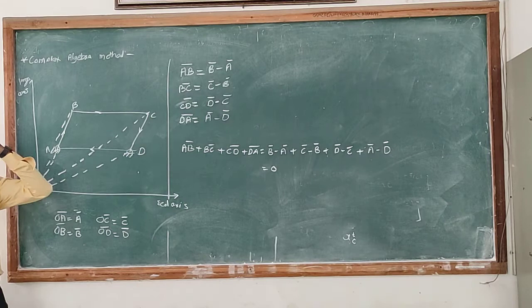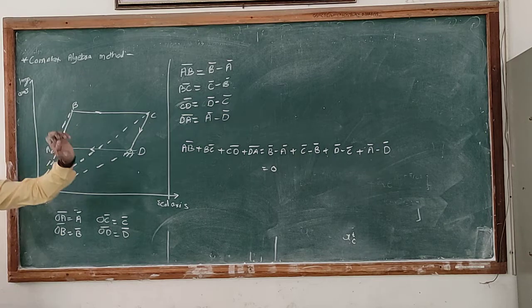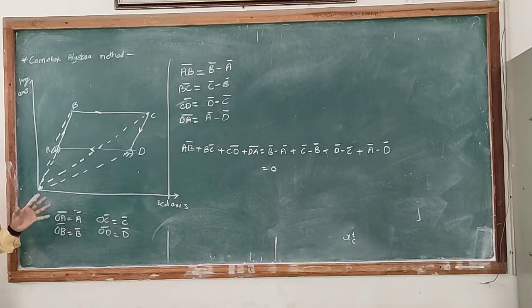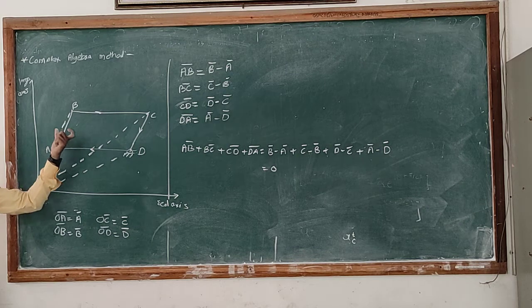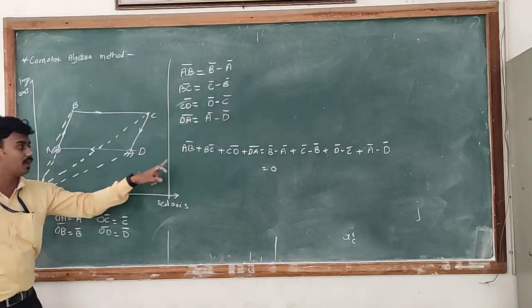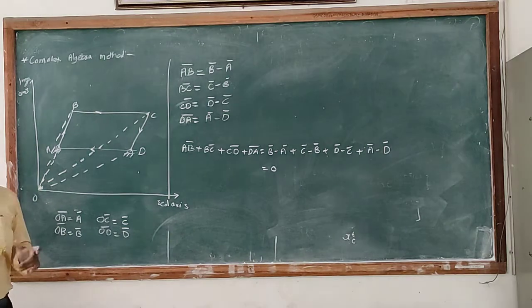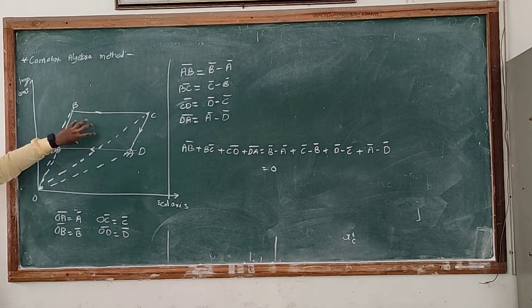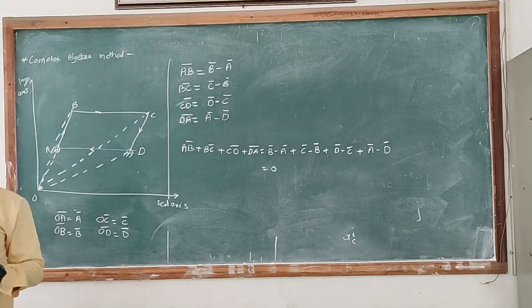This is called the closed loop equation for the 4-bar chain mechanism. In complex algebra form, the 4-bar chain mechanism can be represented as AB bar plus BC bar plus CD bar plus DA bar is equal to 0. This whole method is called the closed loop equation for a 4-bar chain mechanism.